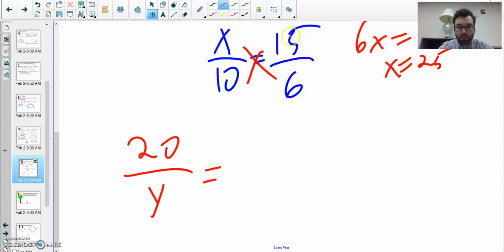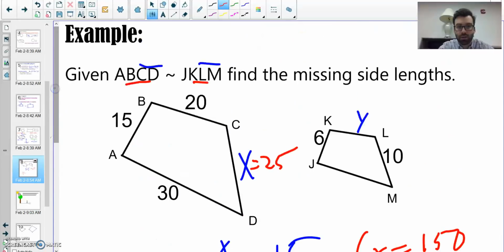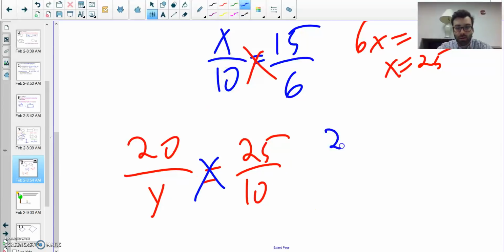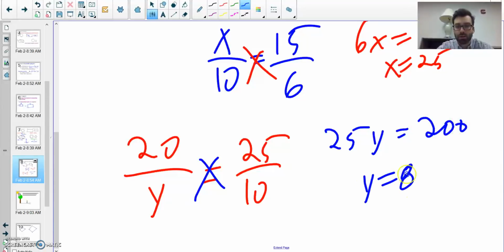And I could set that equal to 15 over 6. Or I can go 20 over y equals 15 over 6, or I can go 20 over y equals 25 over 10. So I know what those two side lengths are. I'm going to use 25 and 10. You could use 15 and 6, if you want to try it, see if you get the same answer. So I get 25y equals 200. So y equals 8.